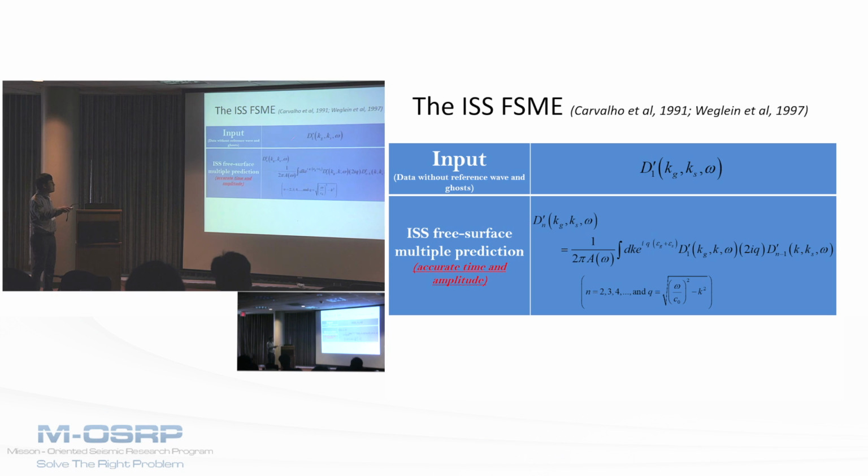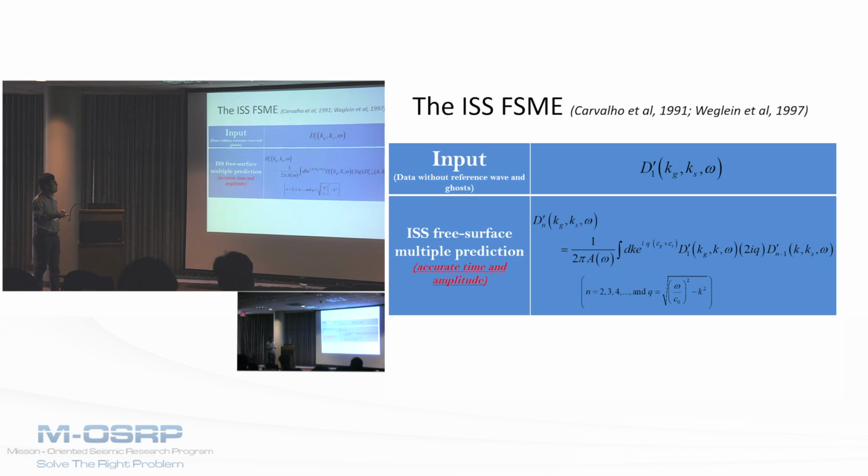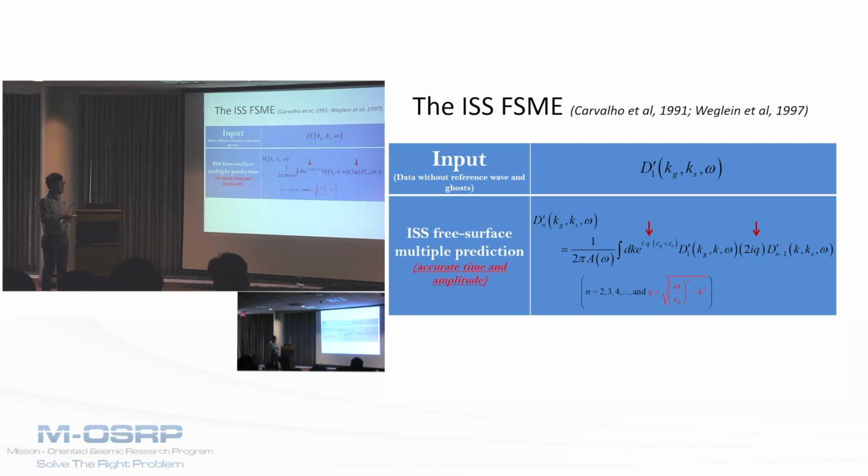Given this input D1 prime, the equations on the second row of this table predict the free surface multiple from the ISS method. Let me first explain the variables in this prediction equation. First, A of omega is the source signature. Epsilon g and epsilon s are the receiver depth and source depth, respectively, of the seismic experiment. And Q is the obliquity factor, defined as the square root of omega over C0 squared minus k squared.